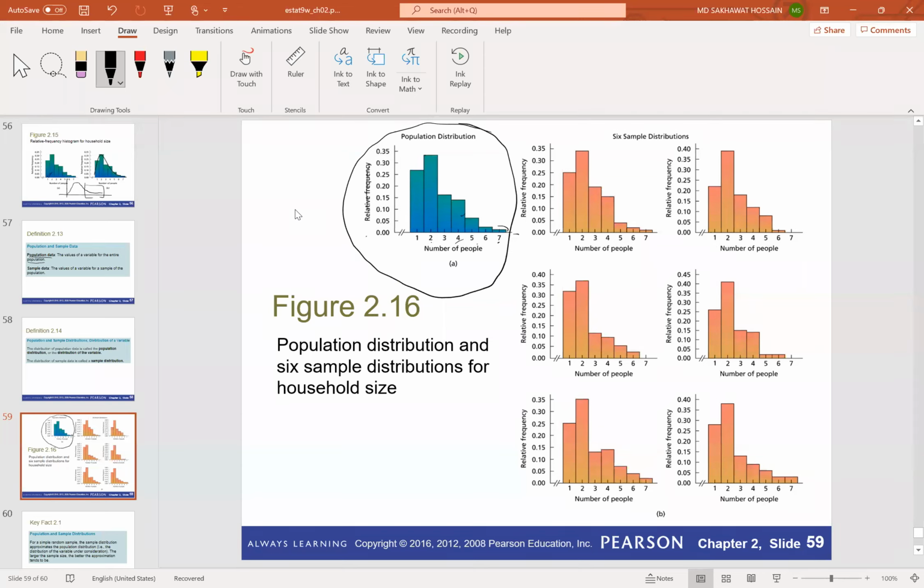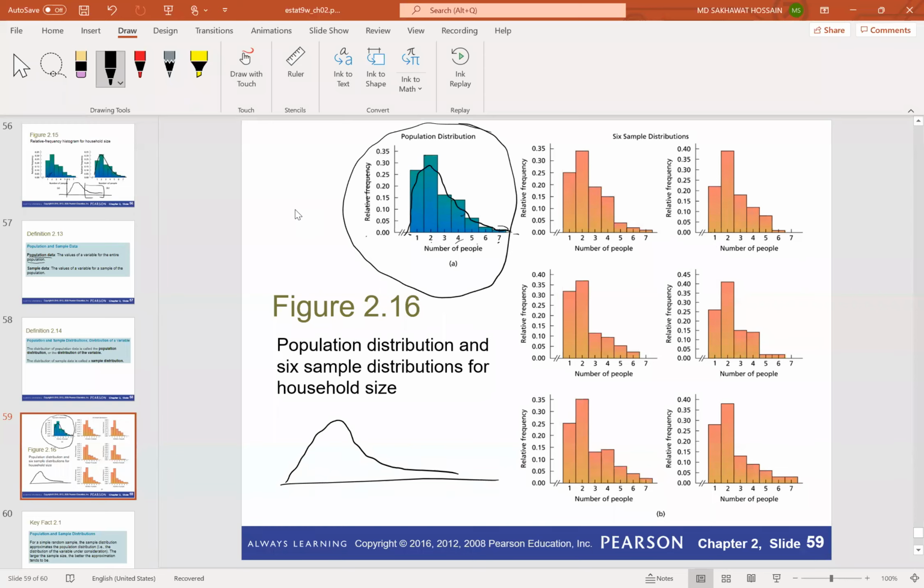So if you look at the distribution of the variable, or the population distribution, the shape of the distribution is like this. So this is the shape of the distribution, and it is right skewed.